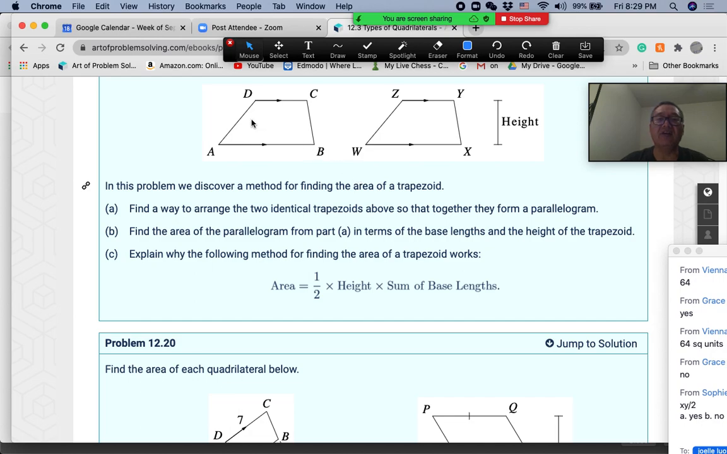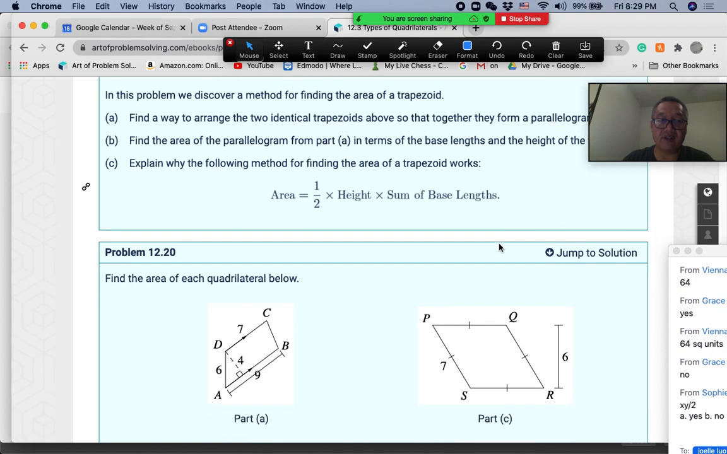Okay? Then you can think of this: when you do AB plus CD divided by 2, this gives you the average of the bases, then times the height. When you take the average, that gives you the length of a rectangle equivalent to this trapezoid, then times the height. That means you calculate the area of a rectangle equivalent to the area of the trapezoid.